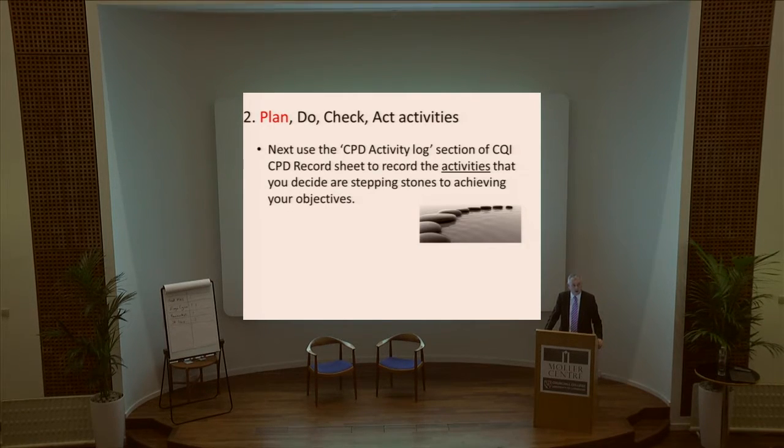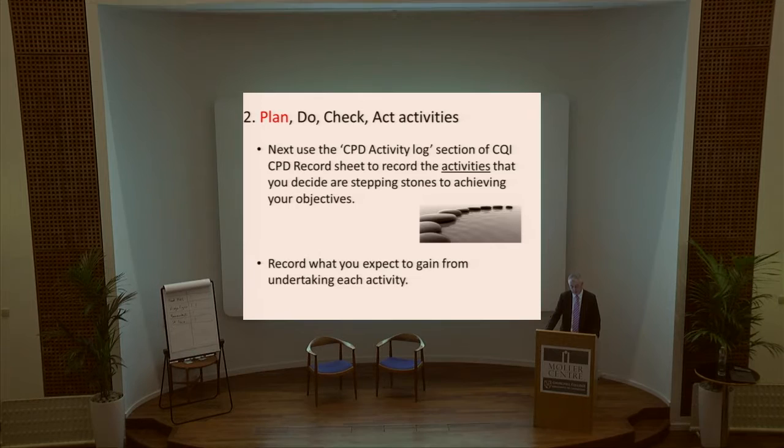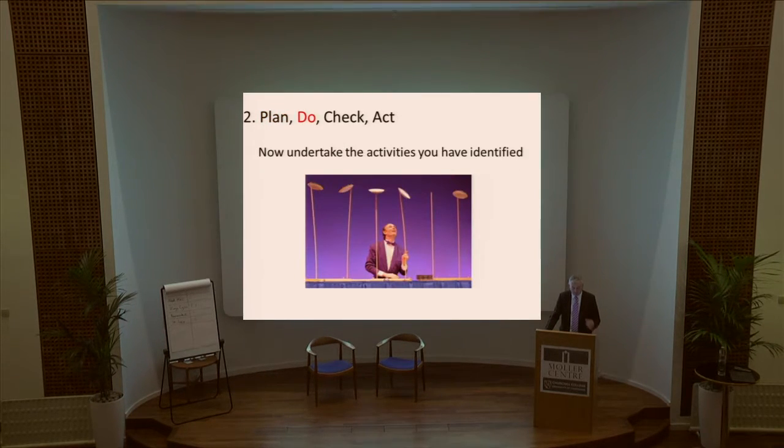And that could be doing some work, studying. You could go to do a college course. Or you could talk to your daughter and they could tell you all about social media. Or you could read a book. All sorts of different activities. And these are the stepping stones. And for each of those stepping stones, record what you expect to gain from undertaking that activity. So from reading the book, what do you expect to get out of reading the book? From talking to the daughter or from going on the course, what do you expect to gain from undertaking each of those? Then do the activities. Okay? Undertake the activities that you have identified.